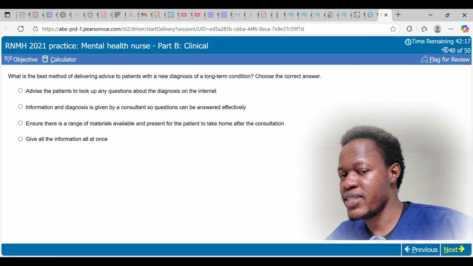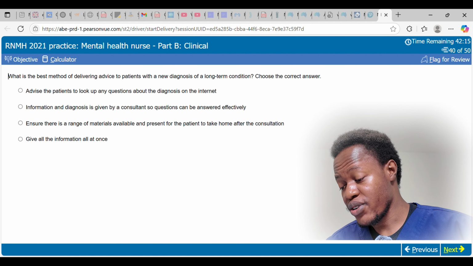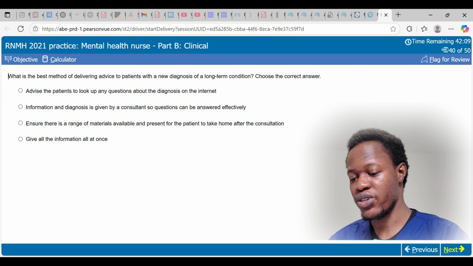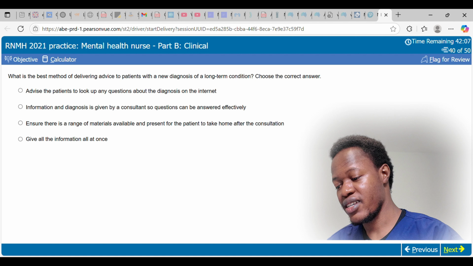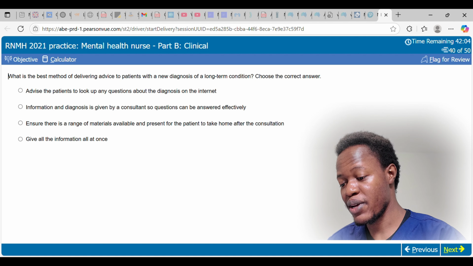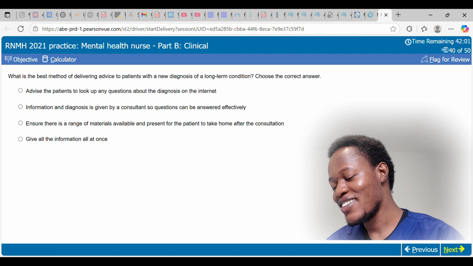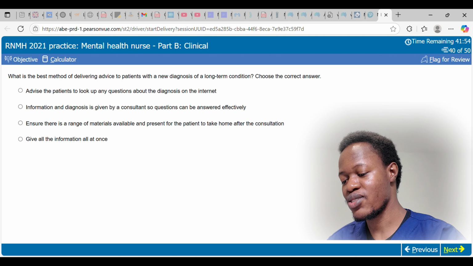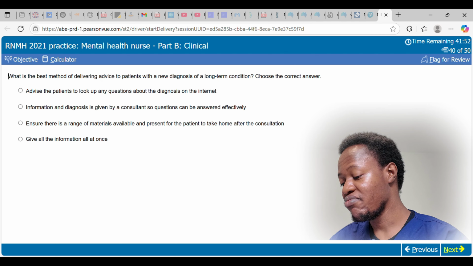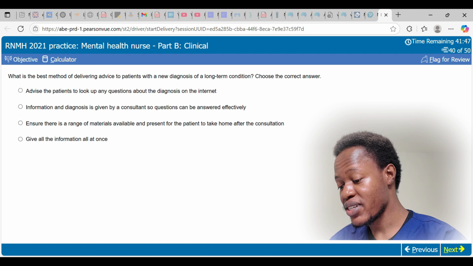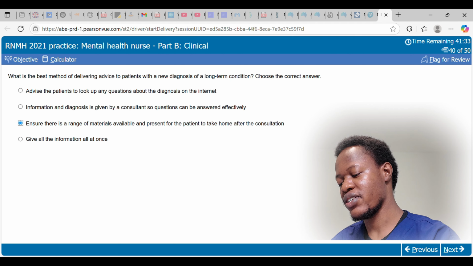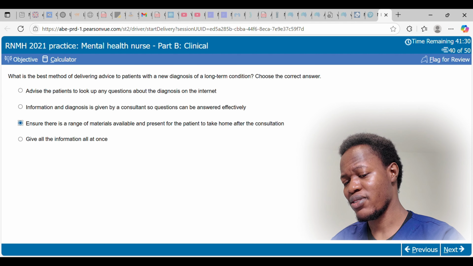Next question says, what is the best method of delivering advice to patients with a new diagnosis of a long-term condition? Choose the correct answer. A says advise the patients to look up any questions. No. B says information and diagnosis is given by a consultant, so questions can be answered effectively. I don't think so. C, ensure there is a range of materials available for the patient to take home after the consultation. D says give all information at once. I think C is the best option. Not too sure though.